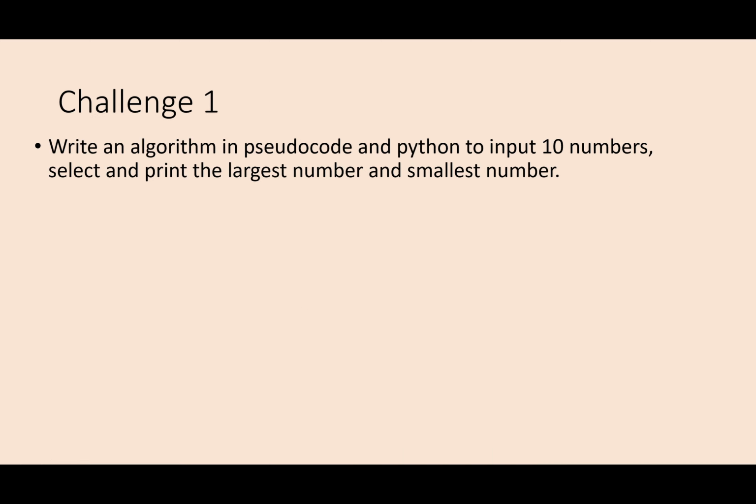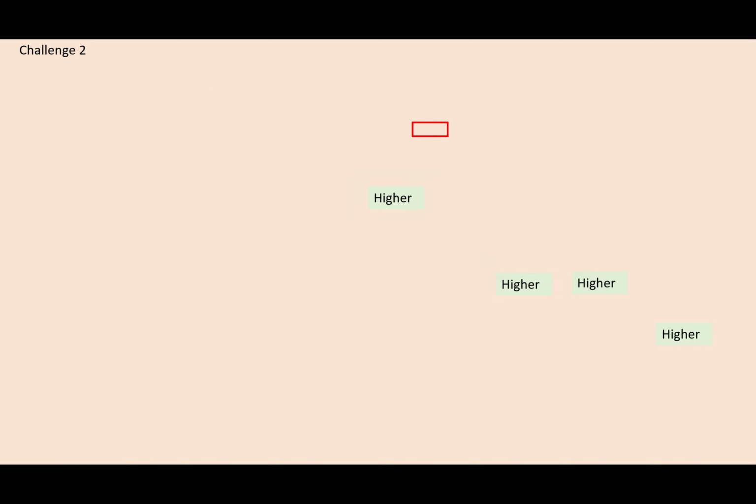Okay, so we have got a challenge here for you. So write an algorithm in pseudocode and Python to input 10 numbers, select and print out the largest and smallest number at the end. Okay, I don't think I've got a solution animated on here, but I think you should be able to have a really good go at that. Okay, so good luck with that one. And then there's a second challenge as well, which is here.